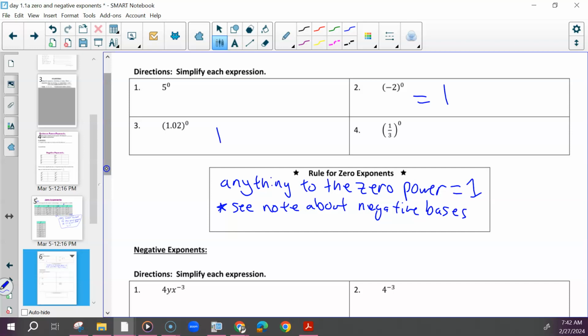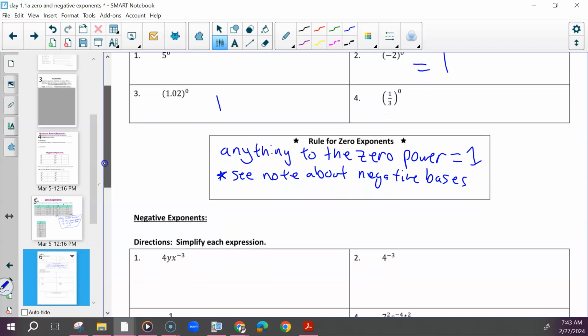Alright, now let's do some examples with the negative exponents. Before, last class, we were doing some with just one variable, one number. Now these have mixtures.